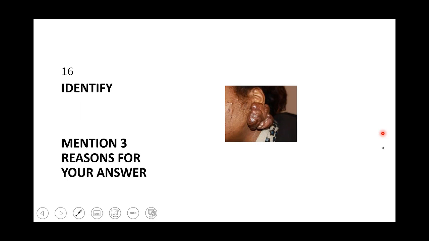Keloid is more common in the face and the trunk, while hypertrophic scar can occur in any part of the body. Yes, 5. Five more differences. Hypertrophic scar can regress, while keloid will not regress. Keloid does not respond to local or topical treatment. Hypertrophic scar responds to topical treatment. There is a higher risk of recurrence in keloid.